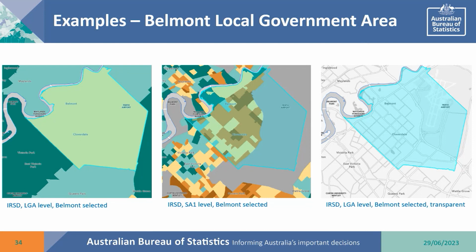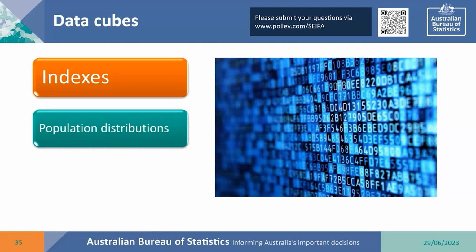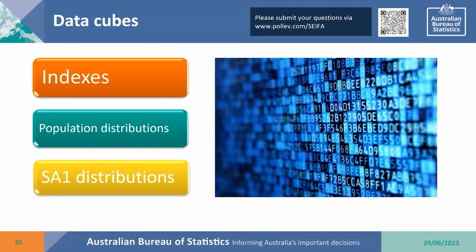Let's move on and look at data downloads. The data analysis section of the SEIFA publication includes 3 types of data cubes: indexes, population distributions, and SA1 distributions. Let's look at what's in each.